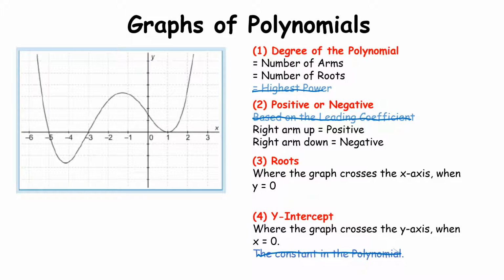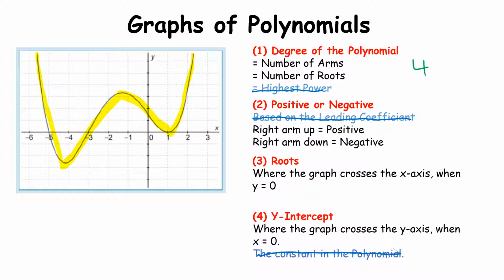So the degree of the polynomial is equal to the number of arms. So let's go back to my graph and count our arms. So 1 arm, turning point, 2, 3, 4. Okay, so it looks like the degree of the polynomial is 4.